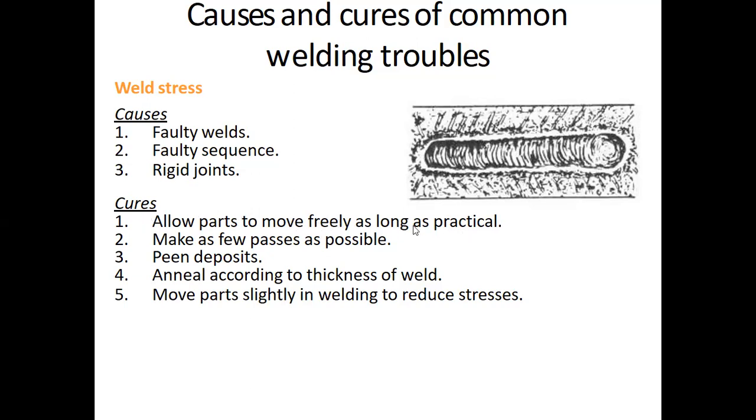Allow parts to move freely as long as practical, right? So you should not restrict movement as much as possible. Make as few passes as possible, right? Because one pass is really going from left to right. This is one pass. And then start again, second pass, like that. Peen deposits, anneal according to the thickness of the weld, right? Depending on the thickness of the weld, annealing is to be done. The annealing time is to be decided. Move parts slightly in welding to reduce stresses, right? Even that can be done to reduce the stress buildup in the weld area.